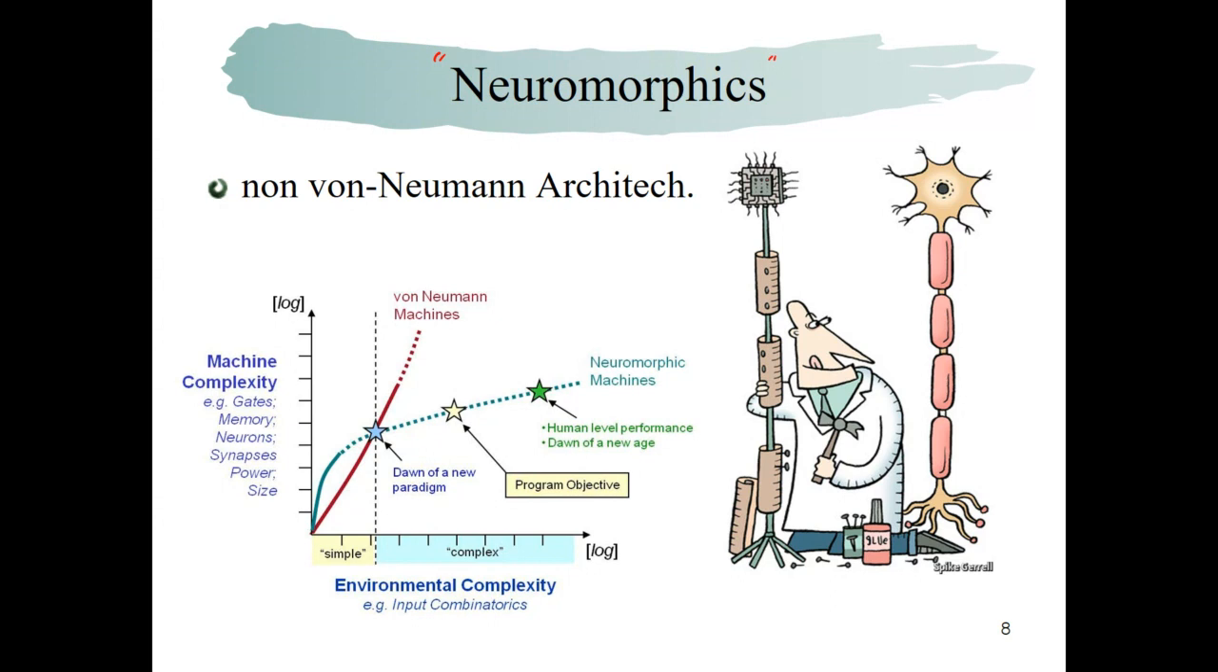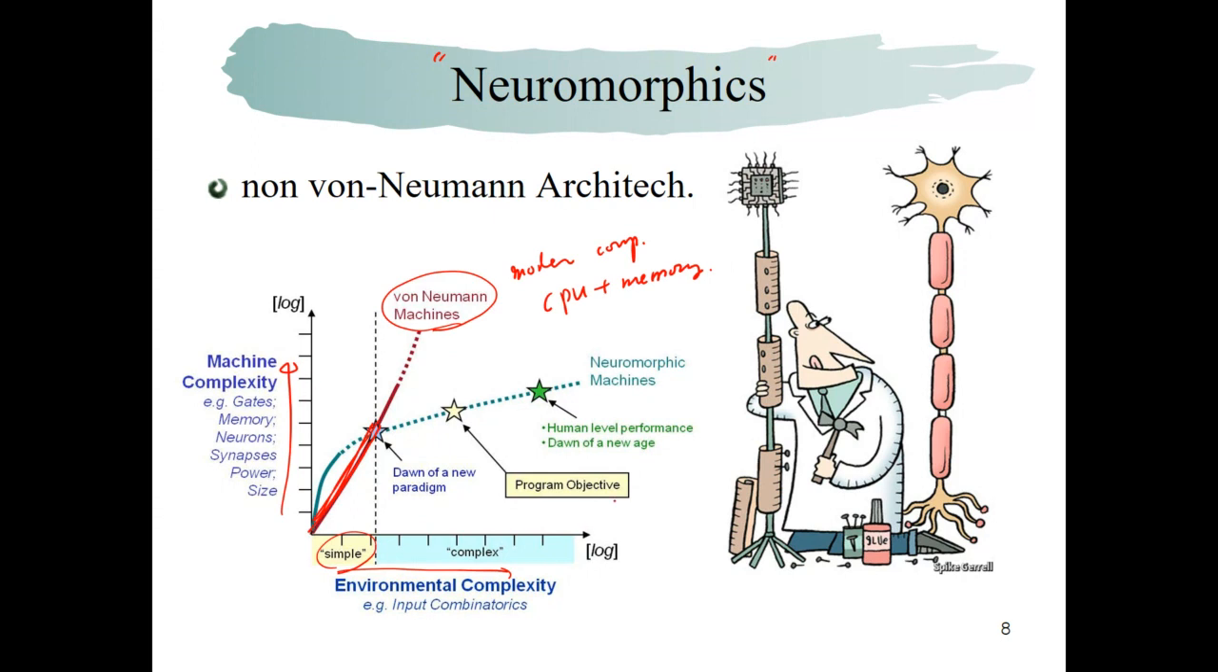Then why do we need such kind of things? For example, this graph shows the von Neumann machine, meaning the modern computer, the CPU plus memory structure. So when the problem is simple, this is the complexity of your problems, and this is the complexity of your computer. They have a kind of linear behavior. When your problem is getting complex, your machine must be complex.